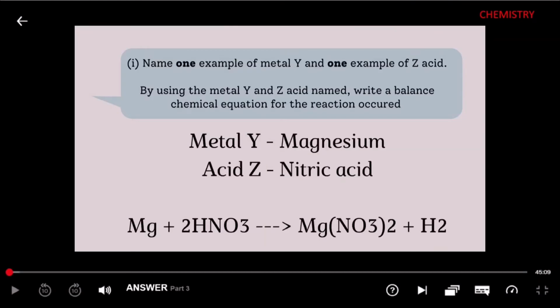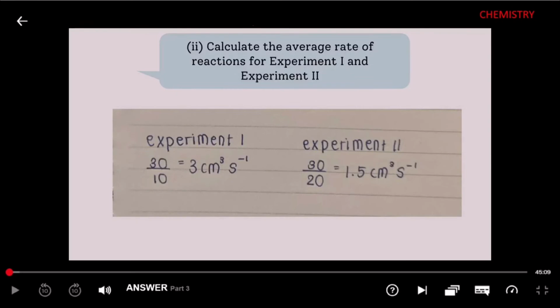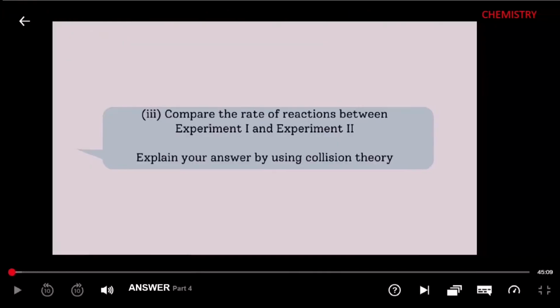One example for metal Y is magnesium, while an example for acid X is nitric acid. 2. Calculate the average rate of reaction for experiment 1 and experiment 2. Back to the question, these reactants collect 30 cm³ of hydrogen and the time taken for experiment 1 is 10 seconds, while experiment 2 is 20 seconds. So, the formula for average rate of reaction is volume divided by time.